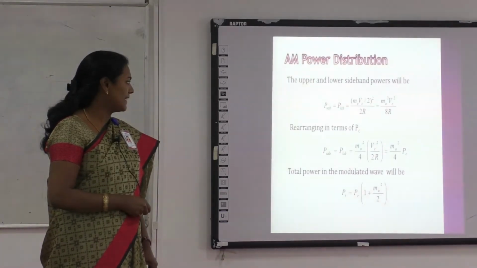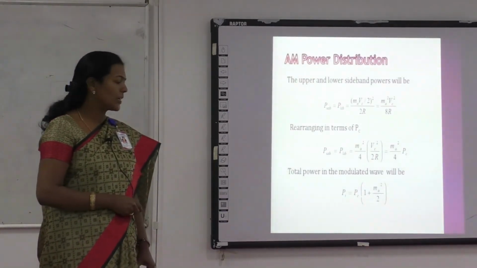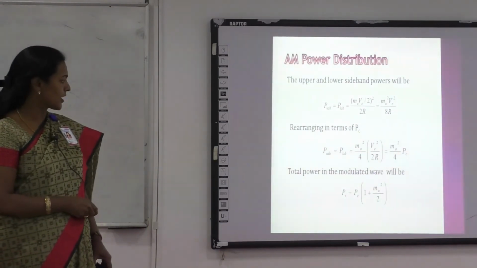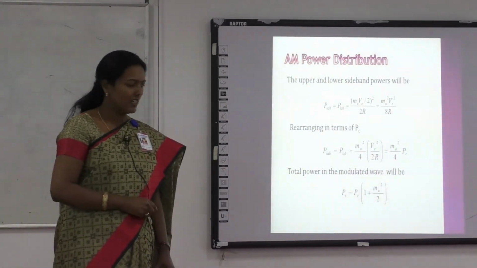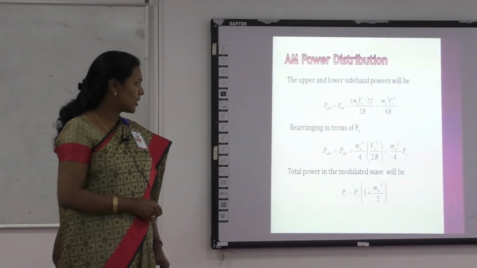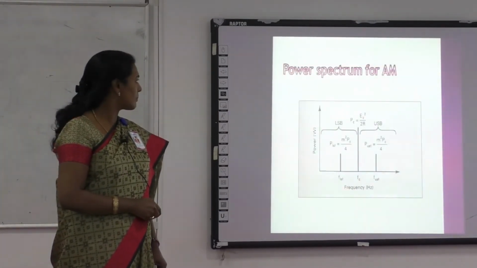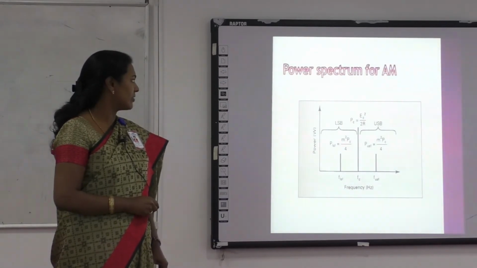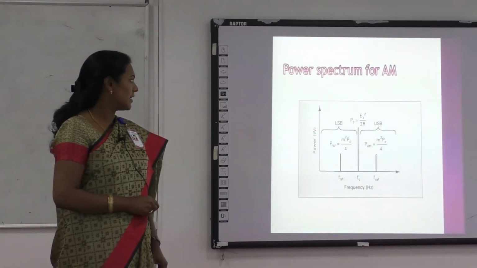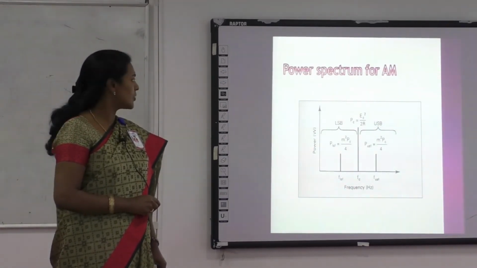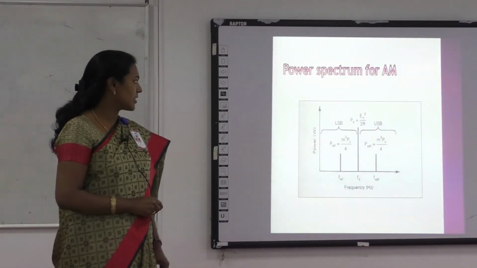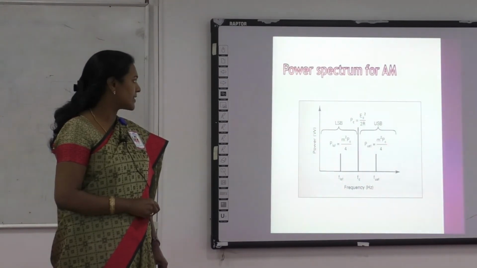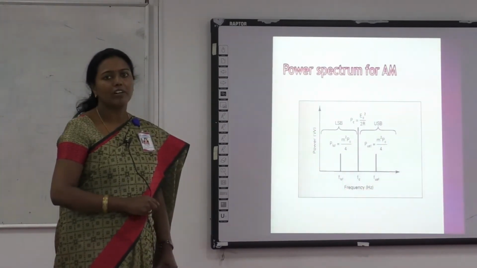Now, PT is equal to PC into 1 plus MA square by 2. So this is the total power, which can be represented in terms of the carrier power. This is the total power in the AM wave. Now, if you look at the spectrum, you can see the carrier power is PC is equal to EC square by 2R. Then the upper sideband power is MA square PC by 4, and the lower sideband power is MA square PC by 4. This is the spectrum of the AM wave.